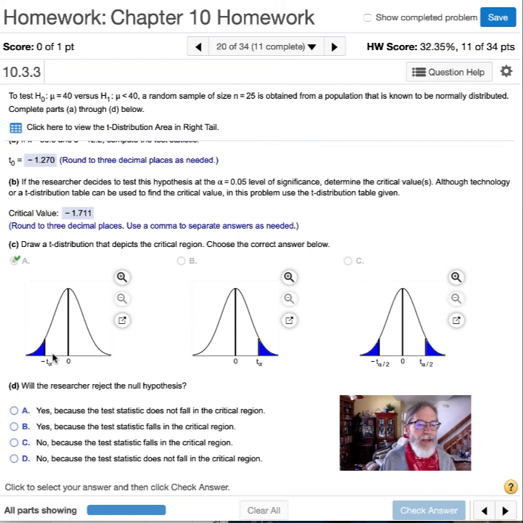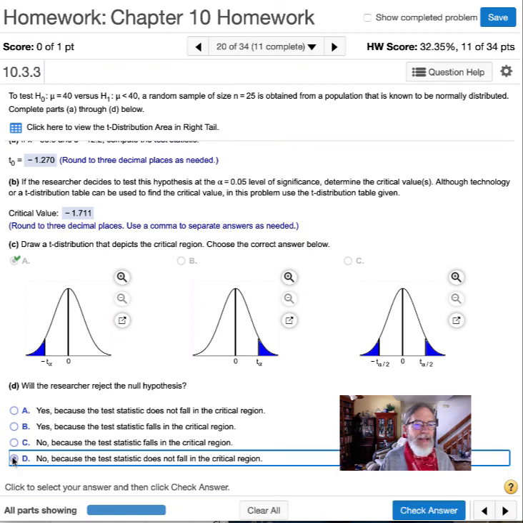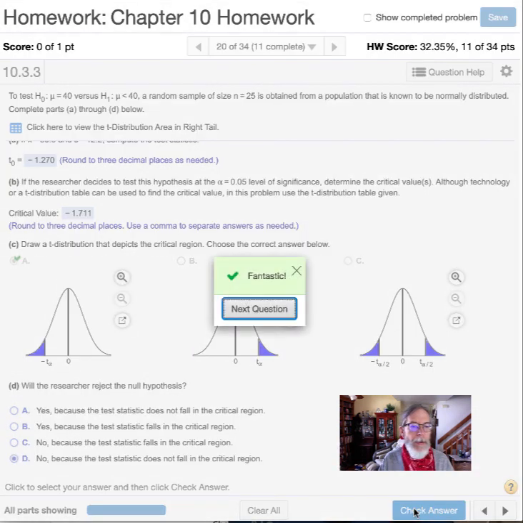So I would say no, we're not going to reject, because it does not fall in the critical region. It's not so unbelievable. It's like, oh yeah, we could get that answer. That'll happen sometimes. Whereas out here, we're going to say, oh, that's really rare, we don't believe it. All right, so there you go.